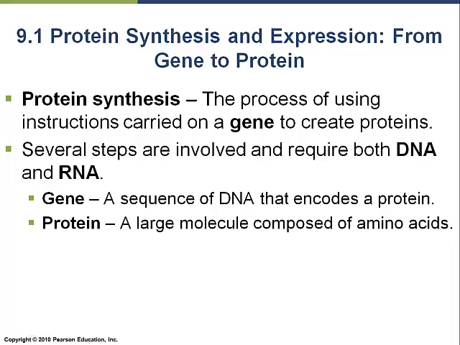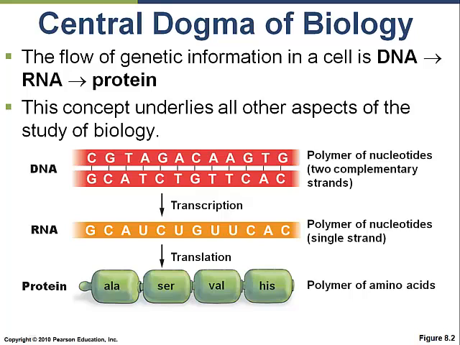Protein synthesis then is the process of using the instructions carried on a gene to actually produce proteins. We've talked about the idea in the past in our class that one gene codes for one protein, and the process of protein synthesis is the process of expressing that gene. There are several steps involved, and together they require both DNA and RNA. We're familiar with the definition of a gene: a short sequence of DNA that encodes a protein. And of course we know what a protein is, a long chain of amino acids. We learned about those things in a very early chapter in our class.